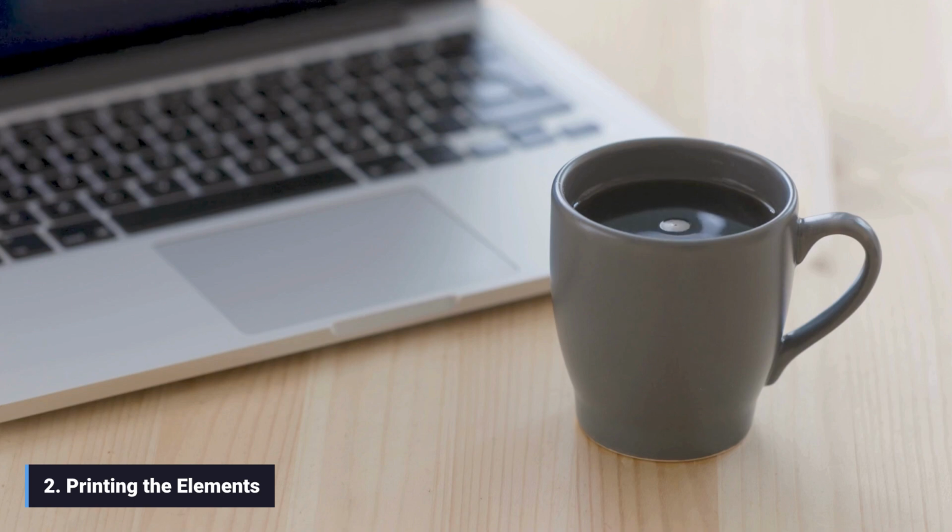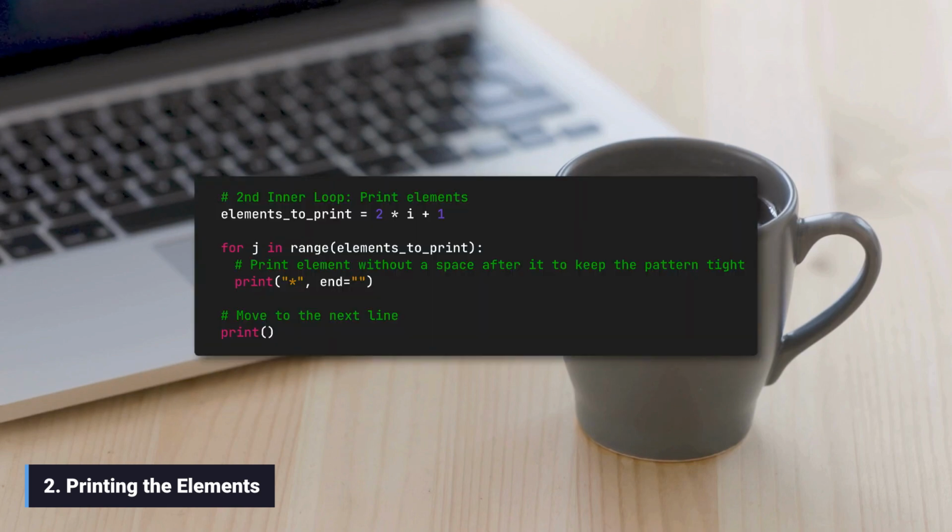2. Printing the elements. The number of asterisks increases in each row. The number of elements in a symmetric pyramid follows the pattern: 1, 3, 5, 7, and so on. This is equivalent to 2 times the row index I plus 1. We use a second inner loop to print the correct number of elements.